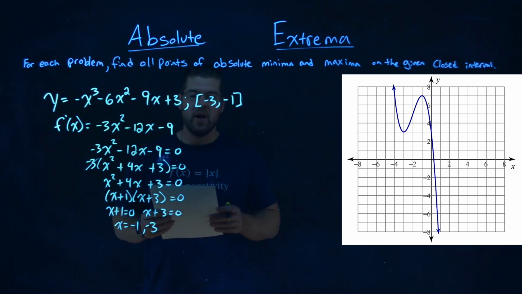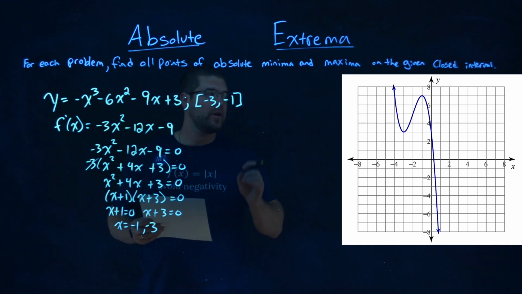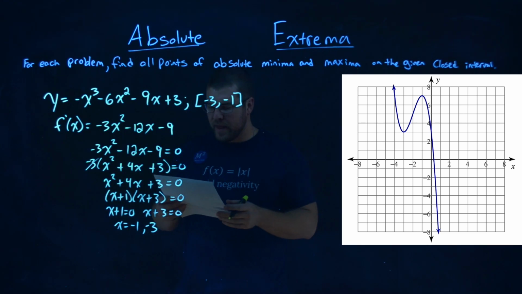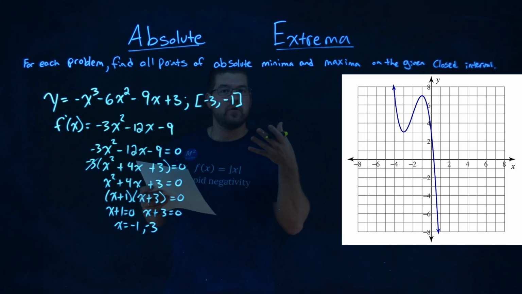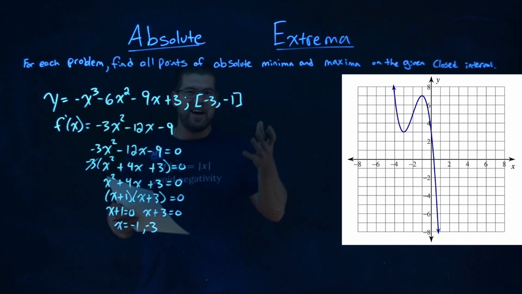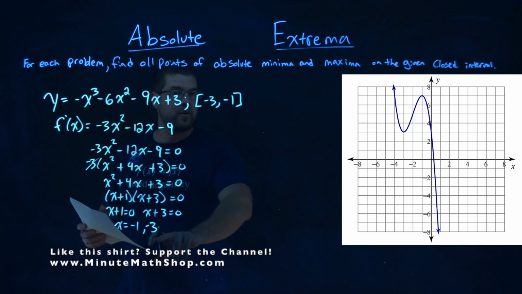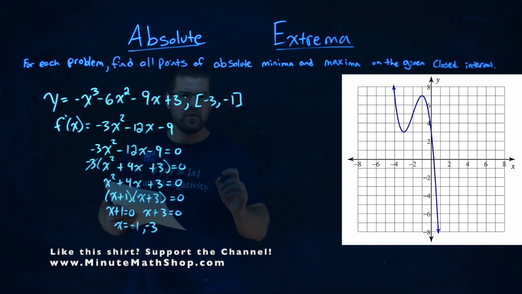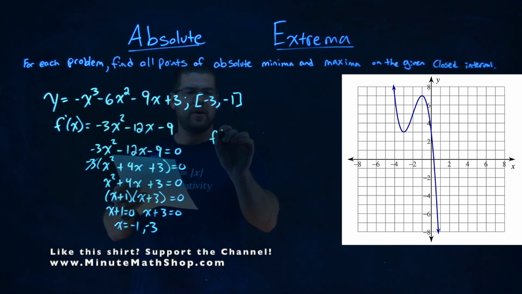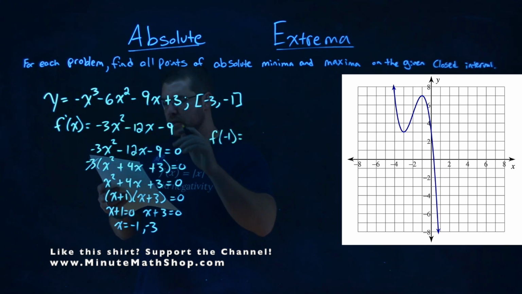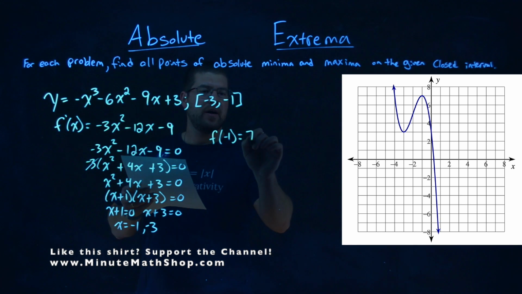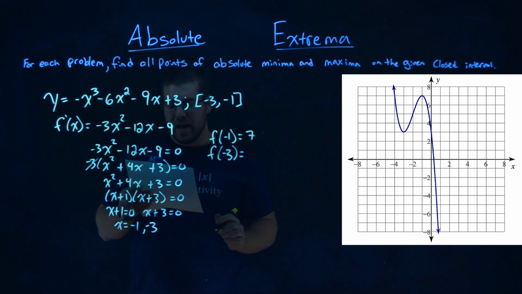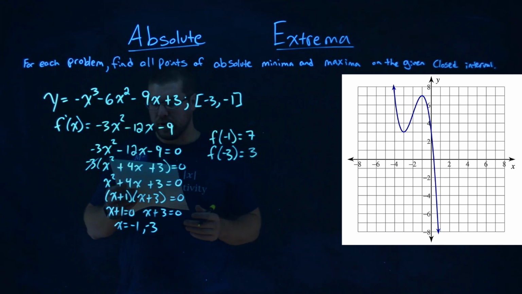Now notice they are the 2 points of our endpoints on our closed interval right there. So when that happens, we just need to find what these values are. We need to check the critical points, which are also the endpoints of our interval. To do that, we find f of negative 1 by plugging into our original equation, and that came out to be a positive 7. We have f of negative 3 in our original equation, and that came out to be a positive 3.